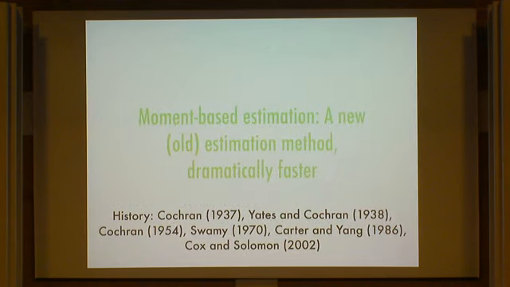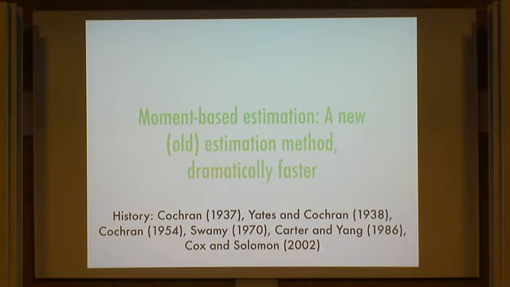Okay, and by the way, this is not a new idea. You can trace the origins of this procedure that I just described back to Cochran in 1937. So Cochran was doing this with one parameter. His motivations were more like meta-analysis. But basically, it's a similar idea to what I just described. Then he had a few more developments until Swamy in the 1970s. He's an econometrician. He extended Cochran's idea to more than one parameter, so p greater than 1. Carter and Yang was also a similar extension. Cox and Solomon extended that to nonlinear models.